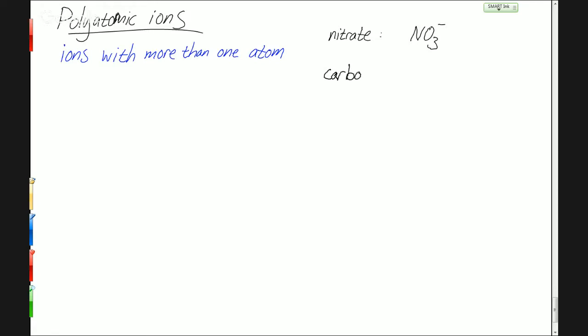Here are some more, a list of a few of the most common ones that I'm going to put down here. And you need to know their name, their formula, and the charge for all of these. These are also listed on Blackboard in the objectives for this chapter, so you can see exactly which ones you need to know. So we've got nitrate, carbonate, sulfate. Phosphate, PO4 3-.